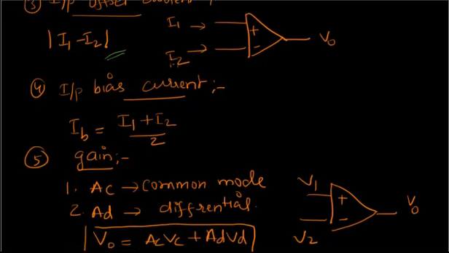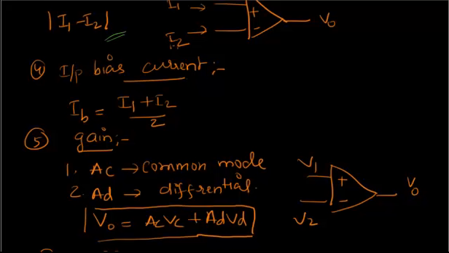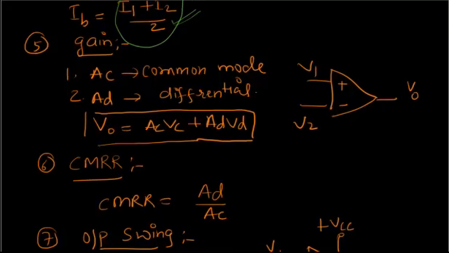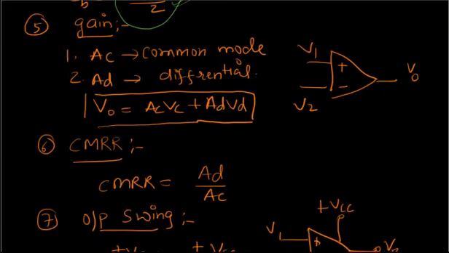Okay, next is input bias current. Input bias current is nothing but the average of the currents flowing in the two terminals. Next, the next concept is gain. Now this is a very important factor in the op-amp, because we can have two types of gains: common mode gain and differential gain.